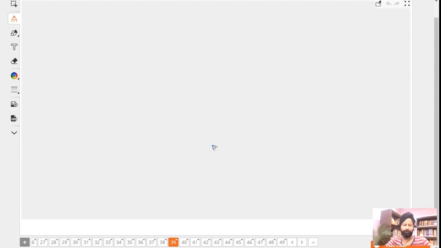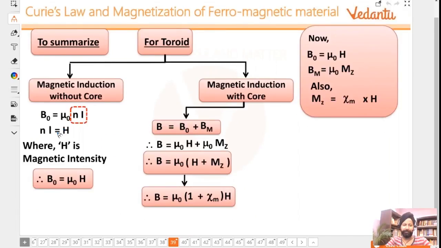Now, without the core, we had mu naught N i, and N i we called that H. And this is what you got. Actually, I will let you study this. Anybody has a question can ask me. Take your time, try to understand this.